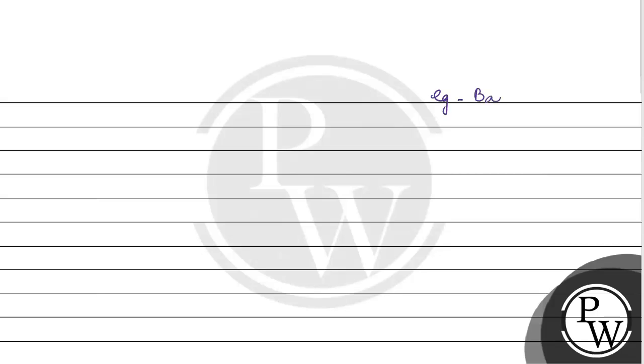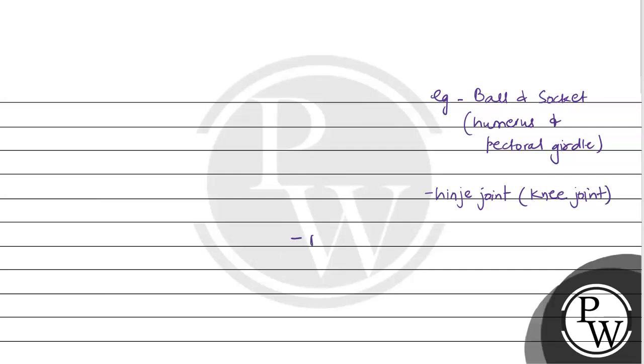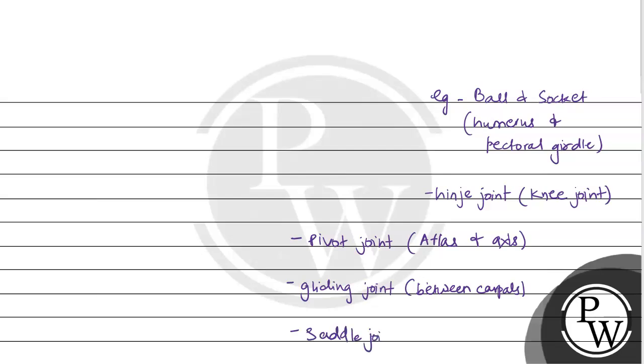Joints के examples होते हैं ball and socket joint, between humerus and pectoral girdle, hinge joint which is present in the knee, pivot joint which is present between atlas and axis, gliding joint which are present between the carpals, and the last is the saddle joint which is present between the carpal and metacarpal of the thumb.